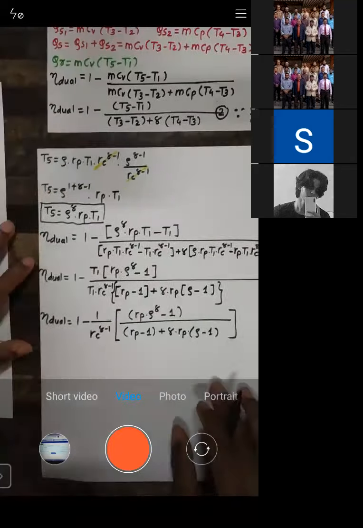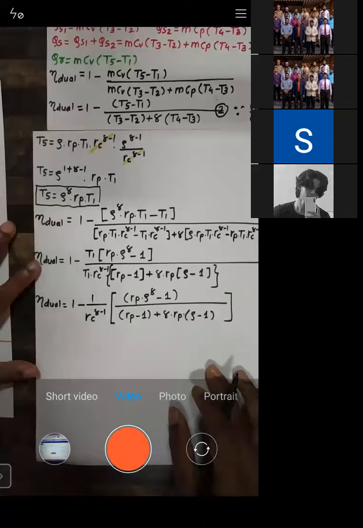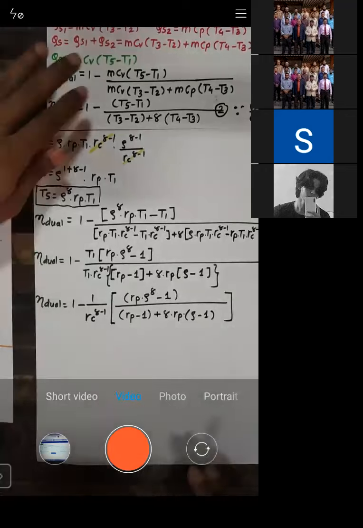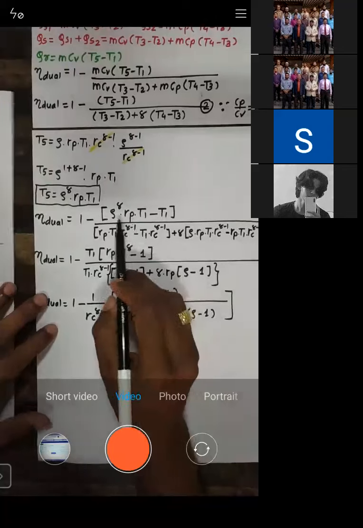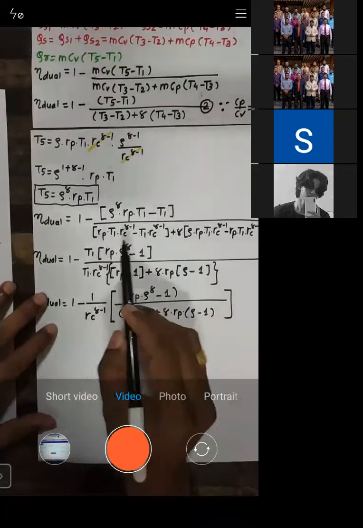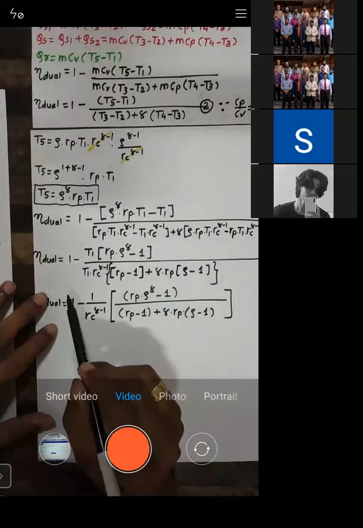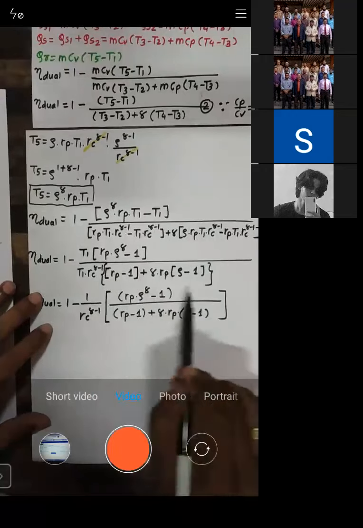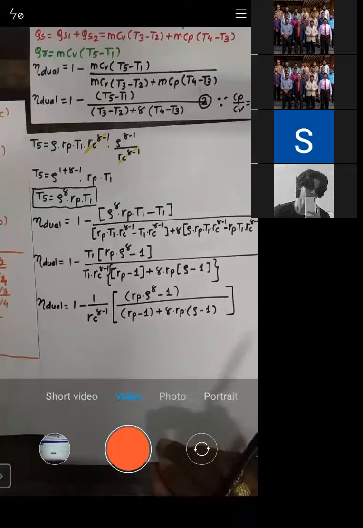Let me know. Is it okay with this one? See, from the numerator we have taken T1 common, and in the denominator from every term we have taken T1 into Rc raised to power gamma minus 1 common. And from this term only we have taken Rp common. So this is a simplified term. Is that okay?